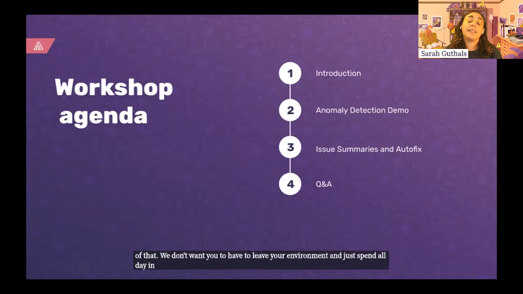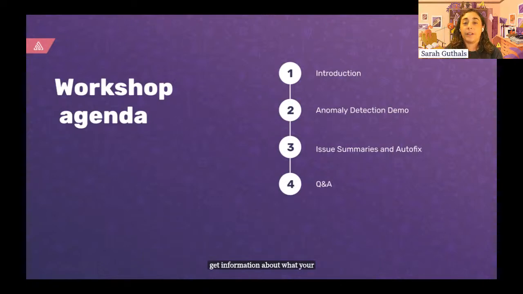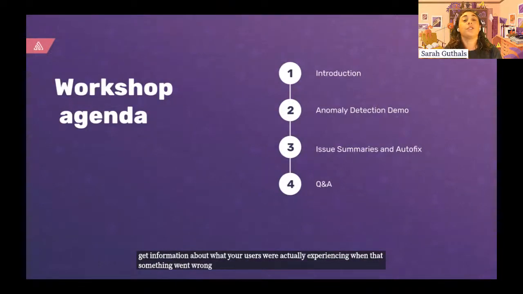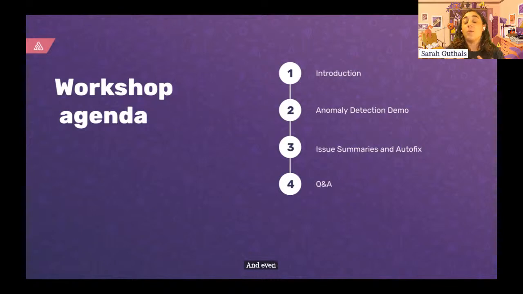So we try to make Sentry as easy and quick for you to get alerted when there is something wrong in production, get information about what your users were actually experiencing when that something went wrong, and who of your users were experiencing that. So what kind of devices are they on? What kind of browsers are they using? What kind of mobile devices? And even information like if they are on a mobile device, what was their connectivity? Were they connected?